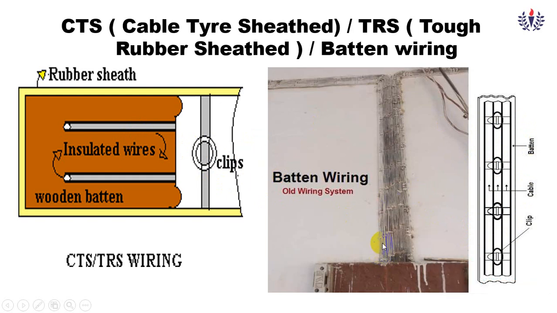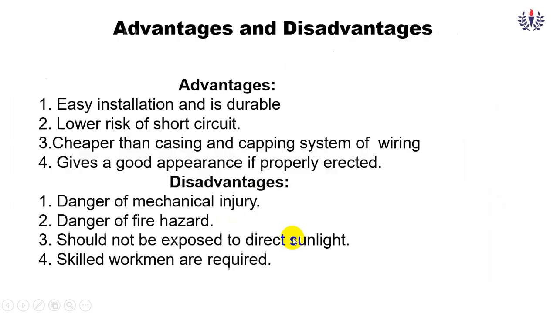So here you can see the cable will be there. Above that the VIR is there. Above that the clips are clamped on the battens. So this is an old type wiring. So this is also looking a little bit odd.